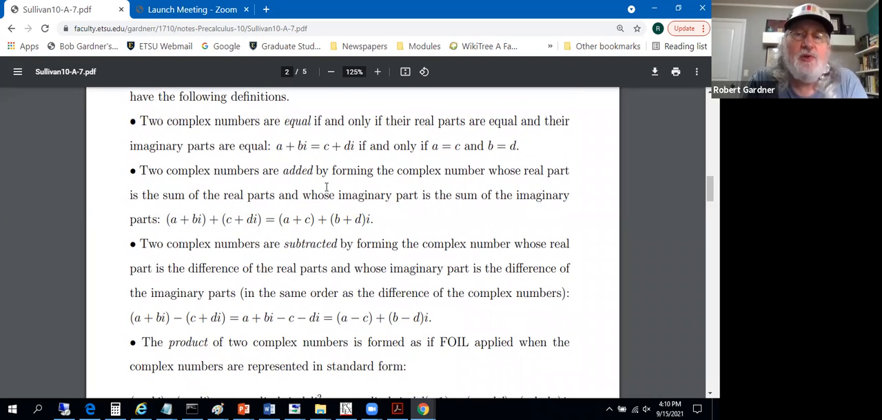Two complex numbers are added by forming the complex number whose real part is the sum of the real parts and whose imaginary part is the sum of the imaginary parts. So that's kind of a mouthful. This is where equations are useful. That is a plus bi plus c plus di. Add the real parts, a plus c. Here's the real part of the sum. And add the imaginary parts, b plus d i.